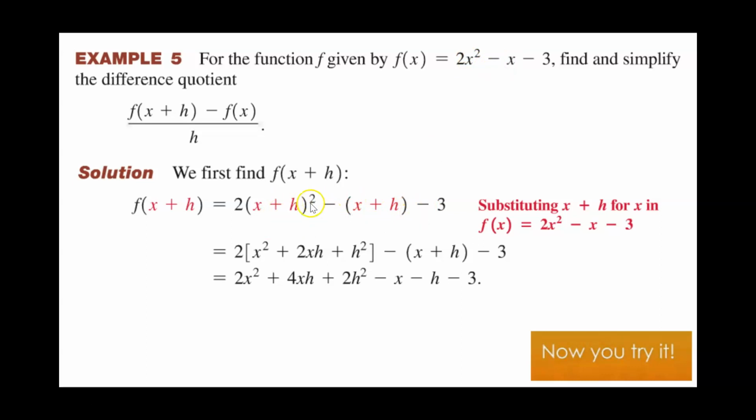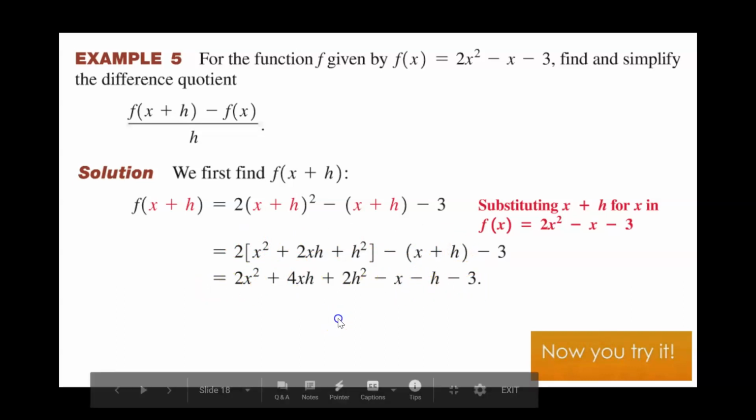Then we take this part here, we square it, and we get all this here. So you have to do your FOIL. And then we distribute the 2 inside to each to get each part here. Take this negative, distribute to this one, and distribute to that one till we get this part here. Then we combine like terms at the end.